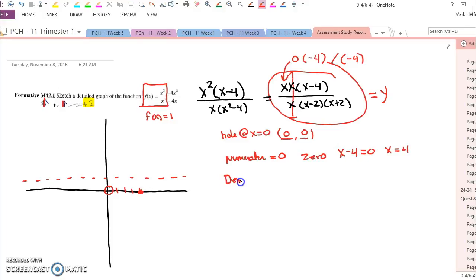Similarly, when the denominator equals 0, that's when I'm dividing by 0. That's when I have a vertical asymptote, except, of course, when there's a hole. So in this case, x minus 2 equals 0 at x equals 2. X plus 2 equals 0 at x equals -2. And so I'll graph those two vertical lines.